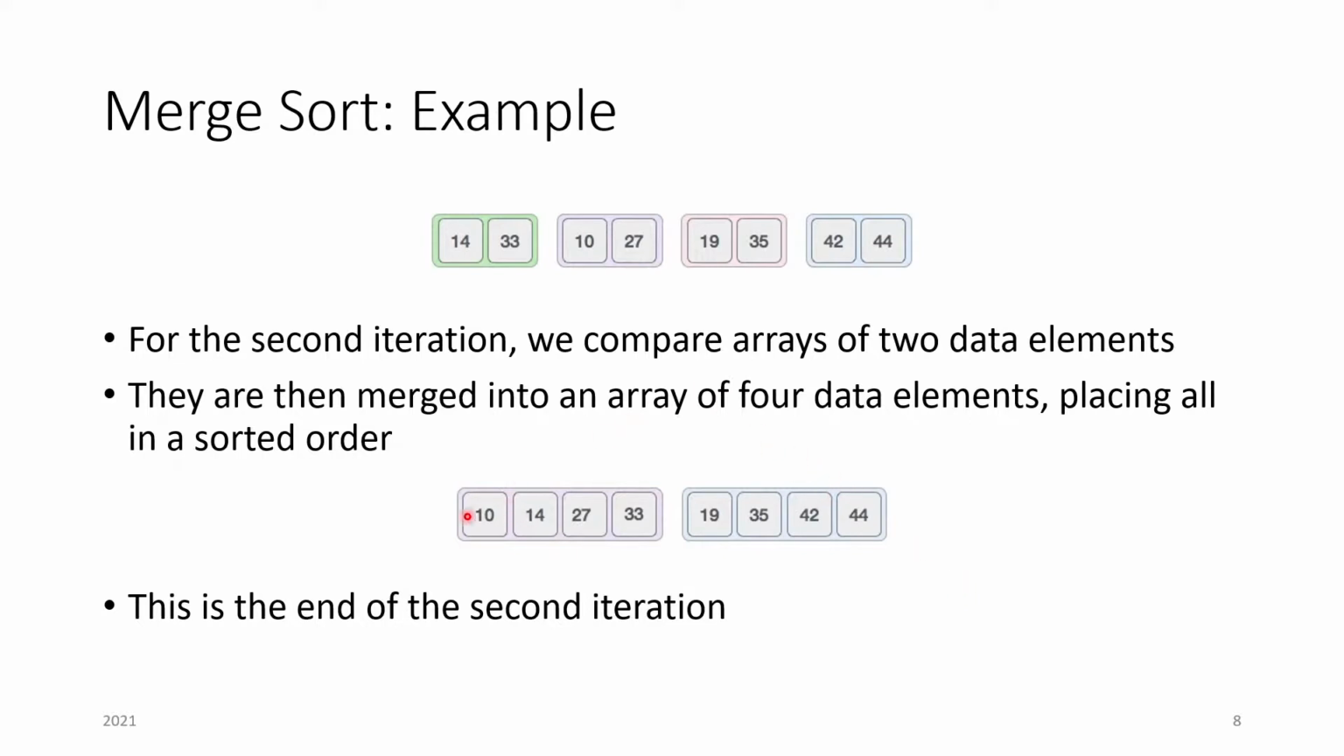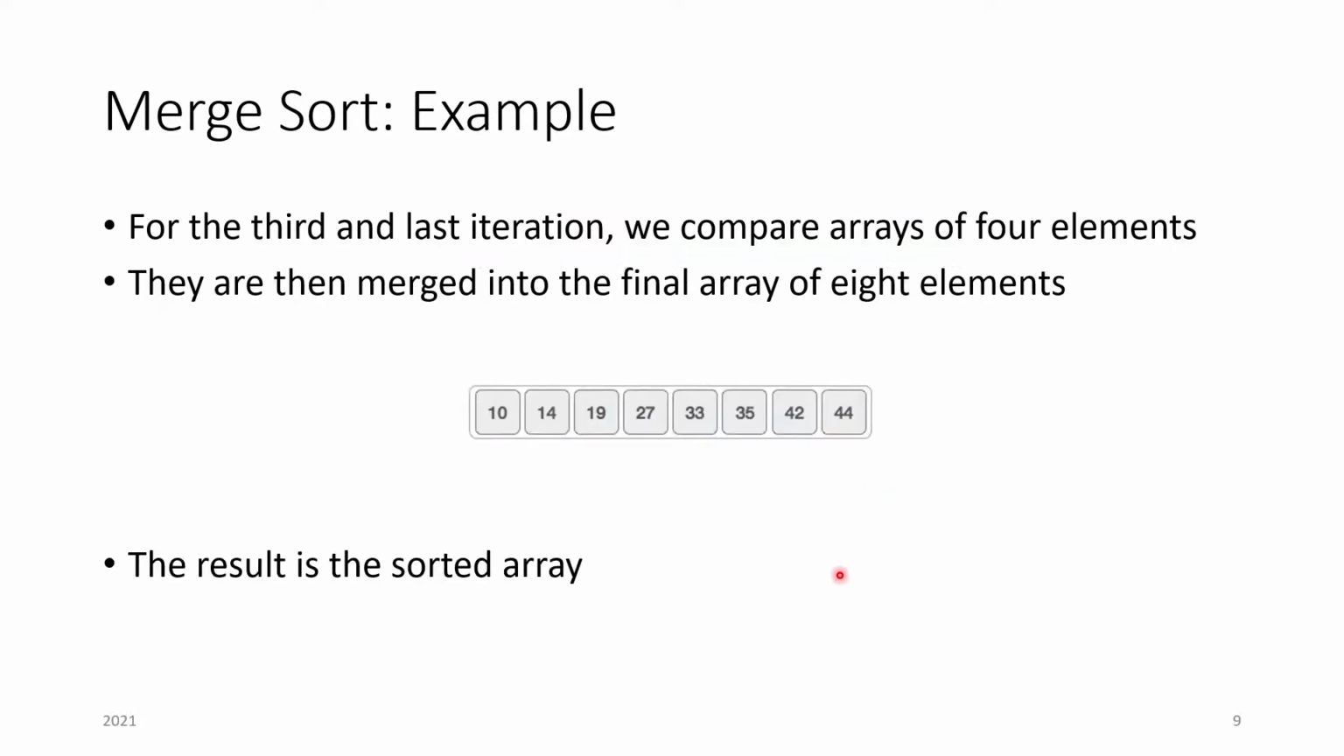So once we group in terms of 4 and sort in terms of 4, this will be the end of the second iteration. Then in the third iteration, we compare the elements in groups of 8 here. Once they're sorted accordingly, we merge them into the final array. The end result will be the sorted array that we require for merge sort.